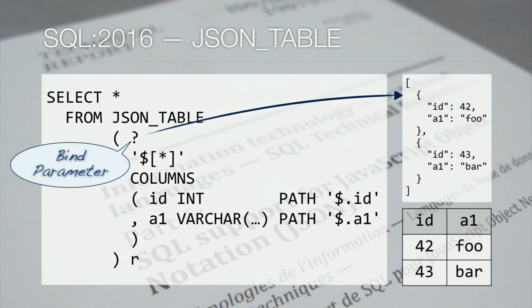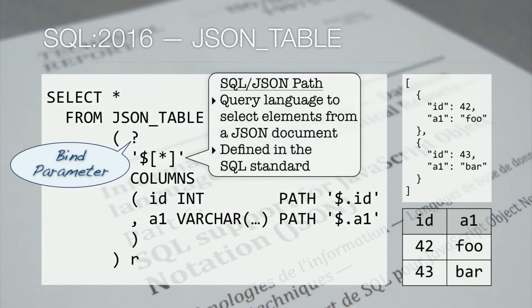Then we have the almighty question mark again, which is here basically to describe the JSON document itself. So you have to provide it with the data. And the next step is using a so-called SQL JSON path expression. And this is now a query language as opposed to a transformation language. It has the same function like XPath or XQuery has for XML.